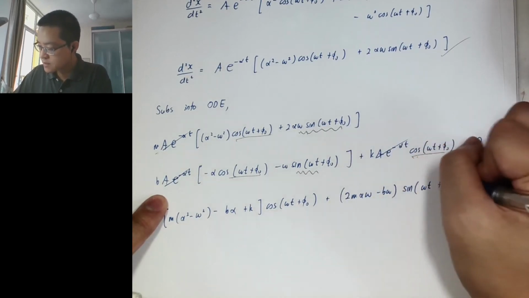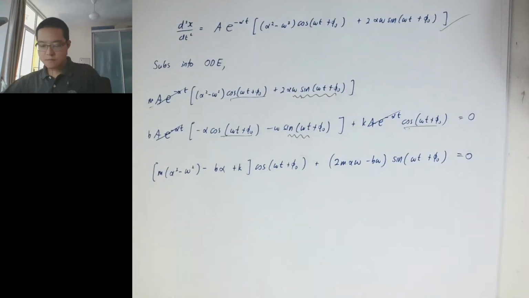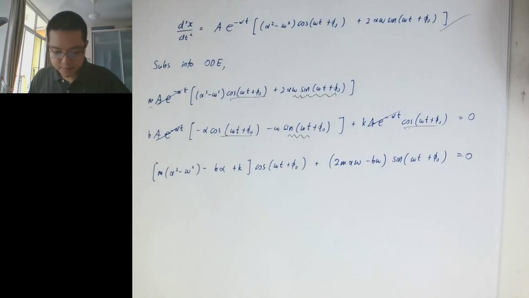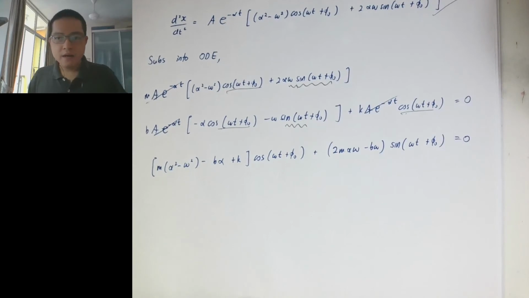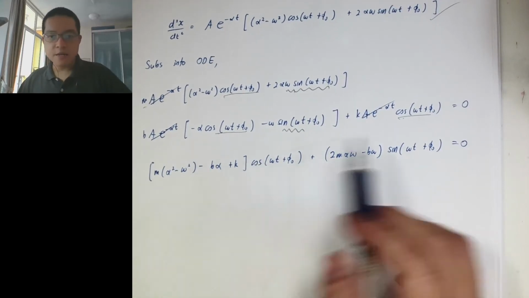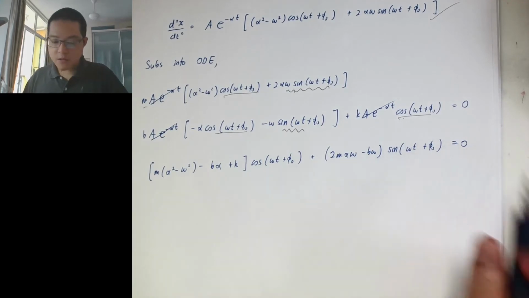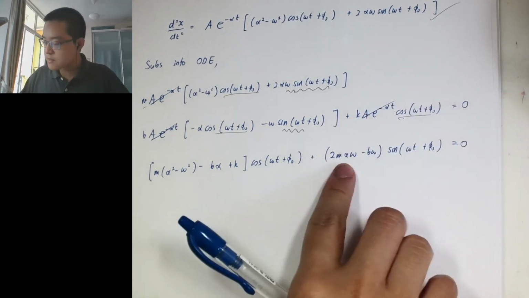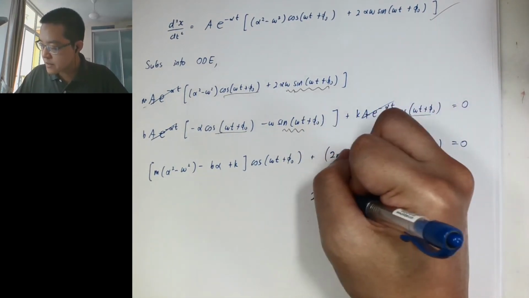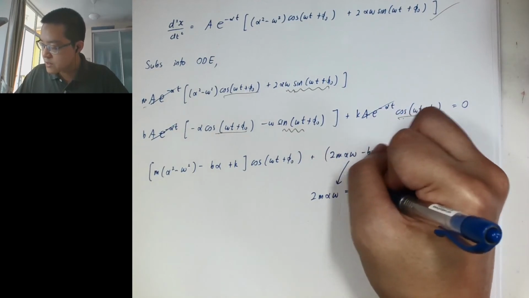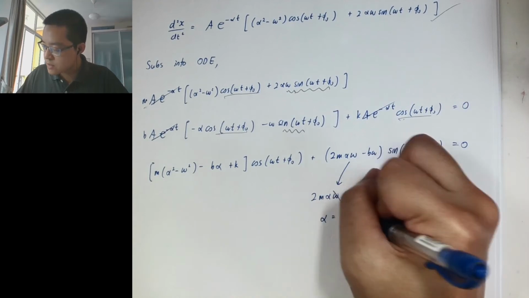Omega t plus phi 0 is equal to 0. Okay, so let me check if I made any mistakes. I think it's correct. So how do I make sure that this equation is really equal to 0? If I want this to be 0, let's make the coefficient equal to 0. So I got 2m alpha omega must be b omega. The omega doesn't matter, so I conclude that my alpha is b over 2m.